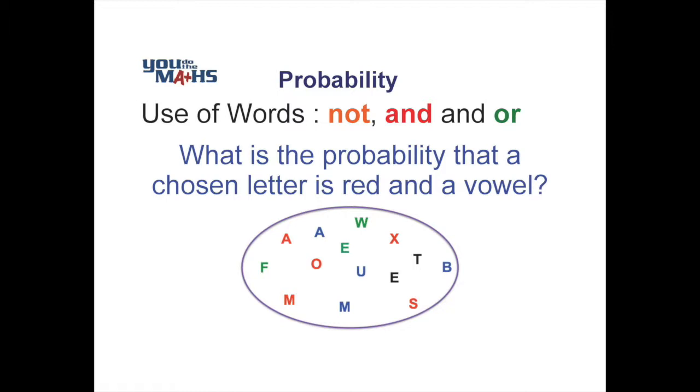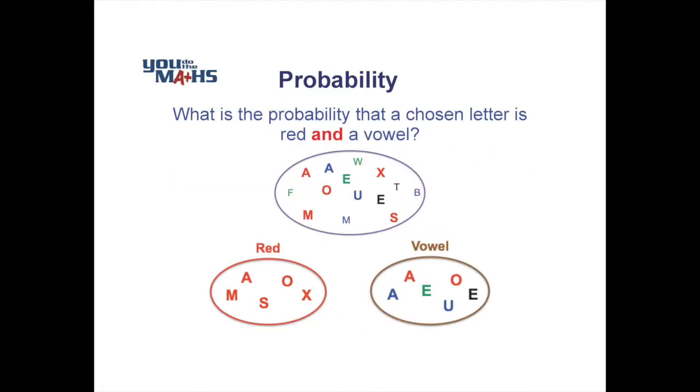Let's break the problem down to make it easier. What we'll do first of all is we'll have a look at all the red letters, and we've grouped those in the bottom left-hand side of our diagram. You can see the letters there are A, O, M, S, and X. Then we've grouped all the vowels together in the right-hand side of our diagram. They're the letters A, O, A, E, E, and U.